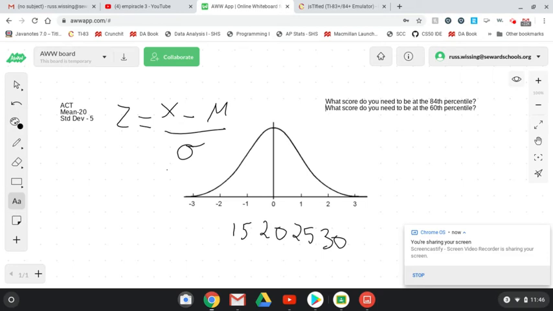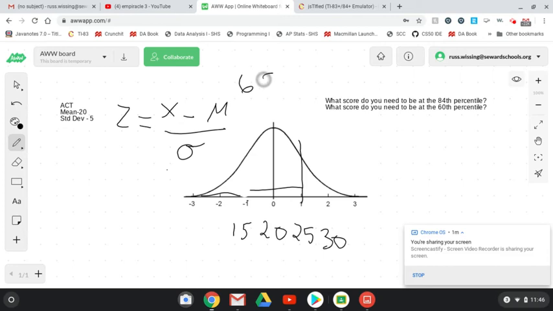So if you think the 84th percentile is going to be somewhere, oops, let me get my pen tool and get on that here. All right, so the 84th percentile, remember that there's 68 between 1 and -1, plus another 16 over here. So that's the 84th percentile. So I can answer that question. I can just look down and see I'd have to score a 25 because of our empirical rule.